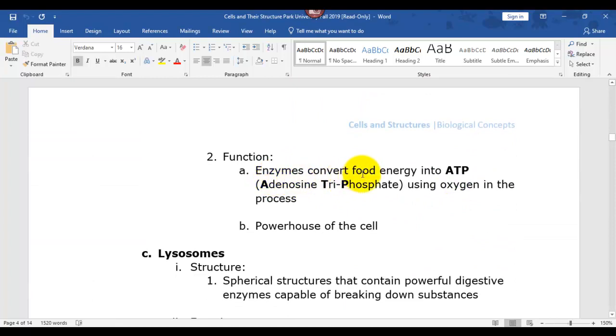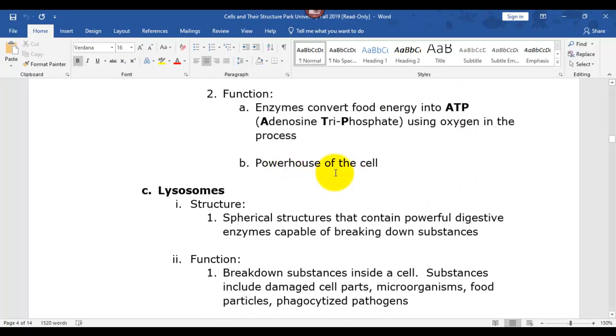So enzymes convert food energy into ATP using oxygen in the process. Remember, oxygen is the last electron acceptor. No oxygen, no energy conversion. It is called the powerhouse of a cell.